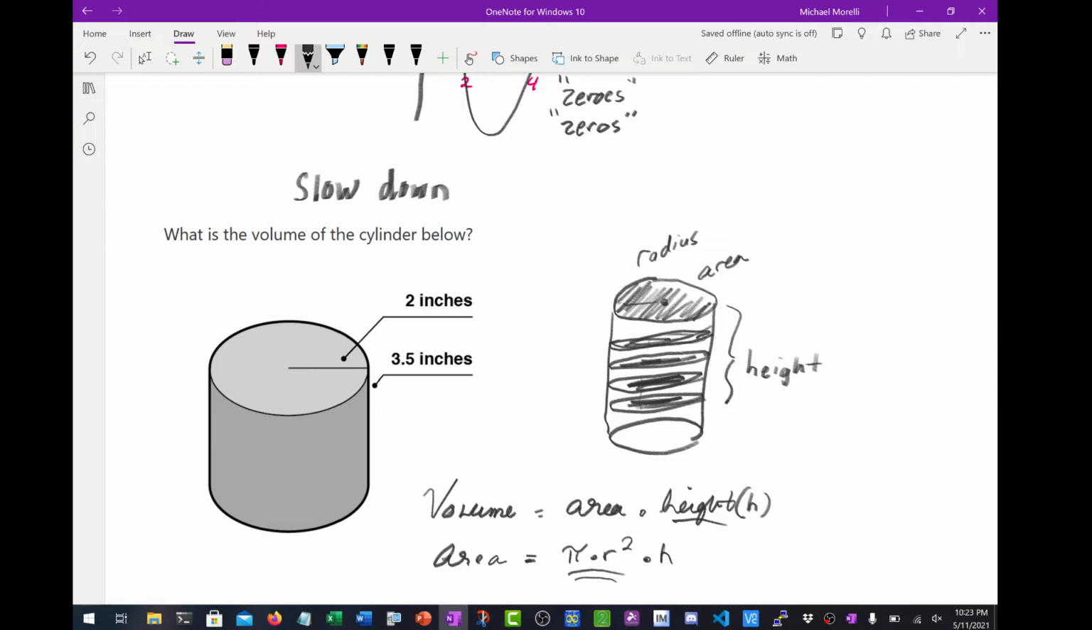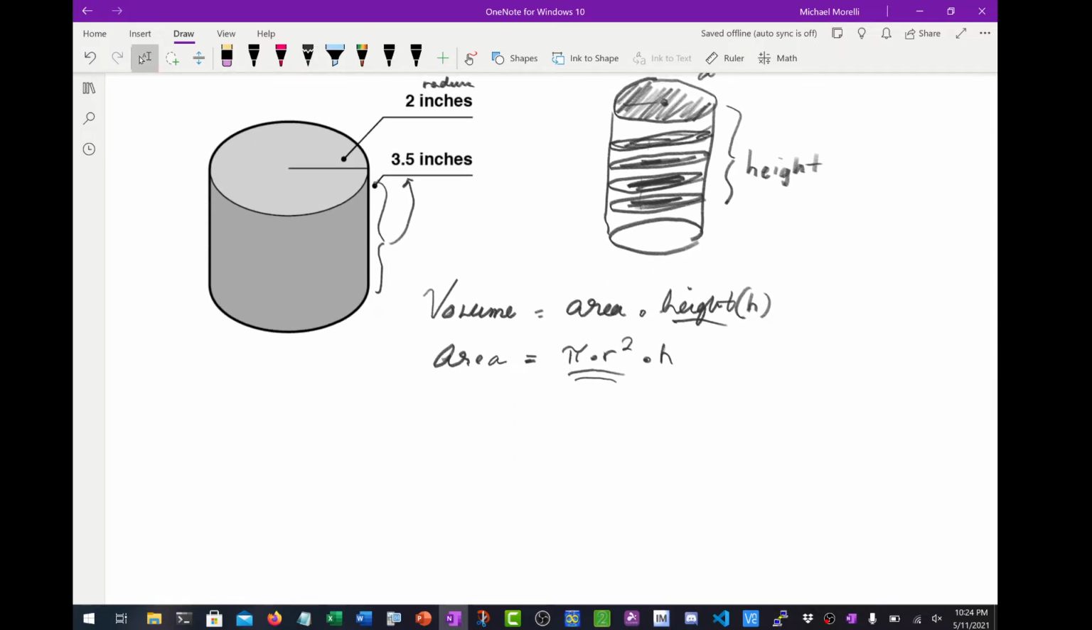Okay, so it's unclear from this picture, right? But it looks like this little dot here is referring to the height. So I believe the height is 3.5 inches. And this appears to be the radius, right? 2 inches appears to be the radius. The height appears to be 3.5. So let's move down here.